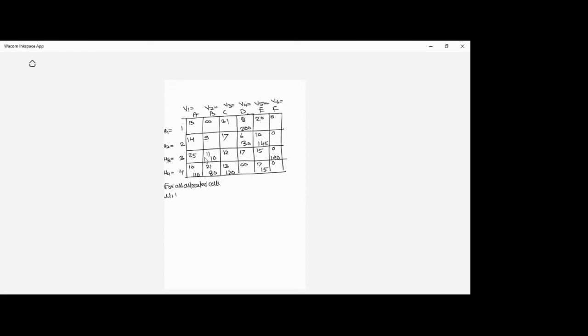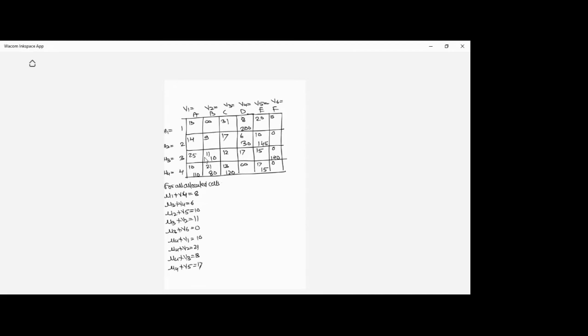let's move, that is u1 plus v4 is equal to 8. We have u2 plus v4 is equal to 6. u2 plus v5 is equal to 10. Nextly, we have u3 plus v2 is equal to 11. u3 plus v6 is equal to 0. We have u4 plus v1 is equal to 10. u4 plus v2 is equal to 21. u4 plus v3 is equal to 13. Lastly, u4 plus v5 is equal to 17.